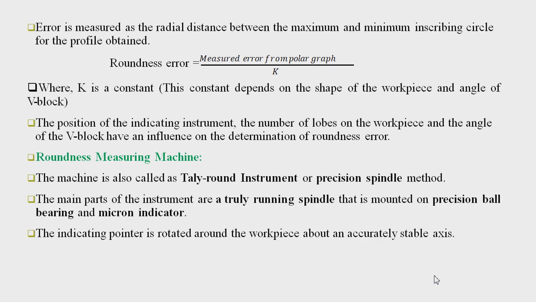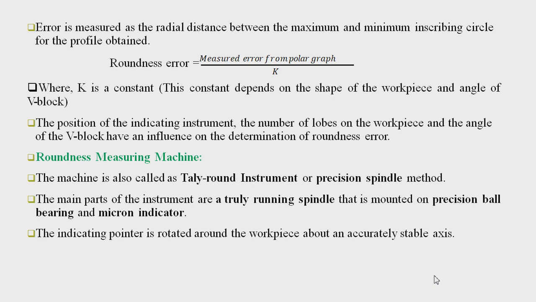Now error is measured as the radial distance between the maximum and minimum inscribing circle for the profile obtained. That is, roundness error is equal to the measured error from the polar graph divided by k, where k is a constant which depends on the shape of the workpiece and the angle of the V-block. The position of the indicating instrument, the number of lobes on the workpiece and the angle of the V-block have an influence on the determination of roundness error. Means the more the number of markings, the more accurate the results will be.